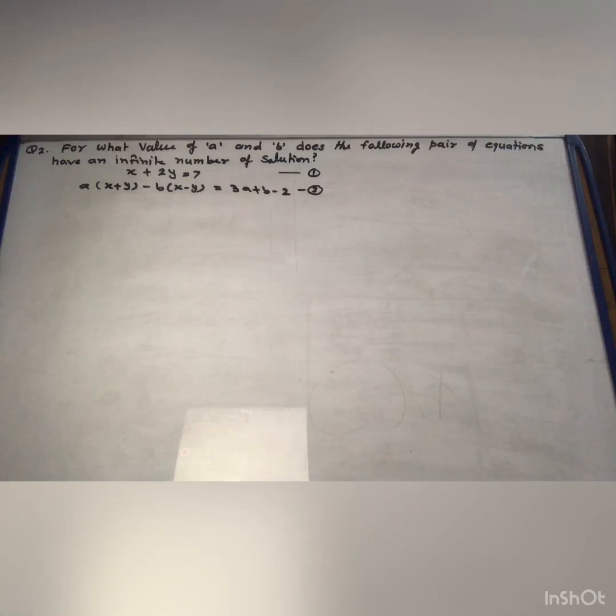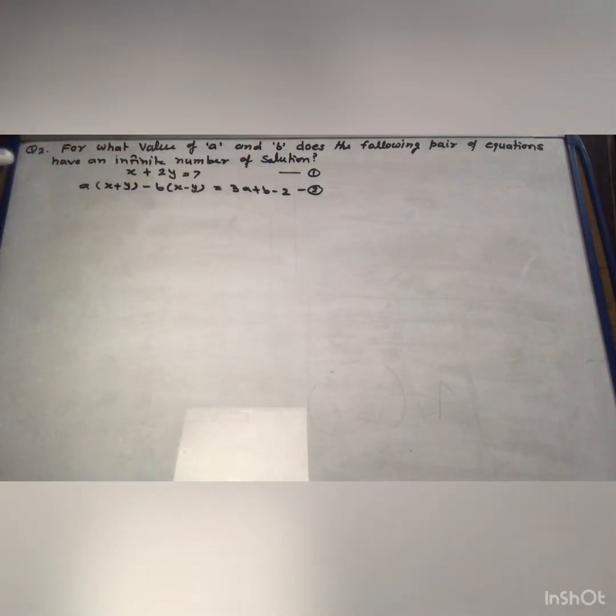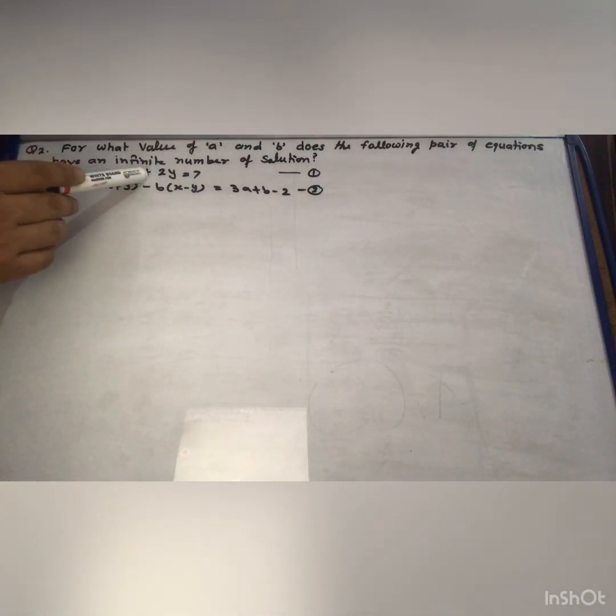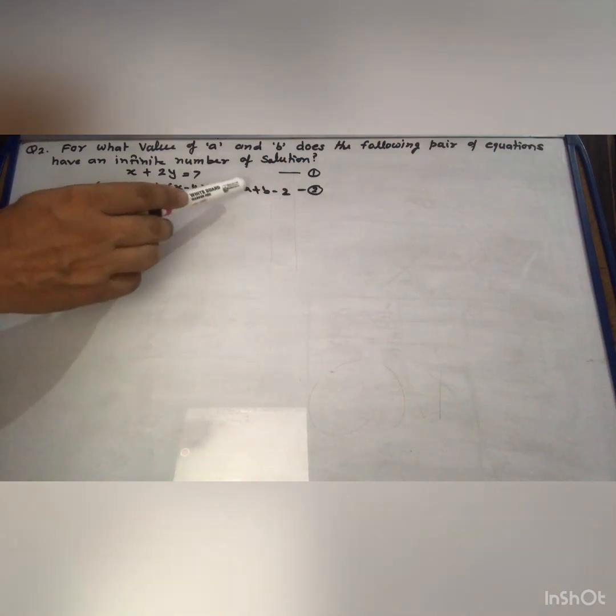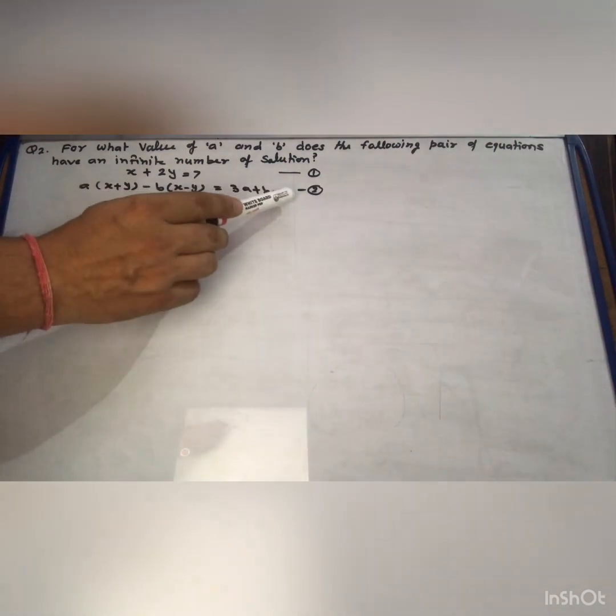Now let's take question number 2. Question number 2 is of this type: for what values of a and b does the following pair of equations have an infinite number of solutions? The system is given: x plus 2y equal to 7 and a(x plus y) minus b(x minus y) equal to 3a plus b minus 2. This is equation number 2.